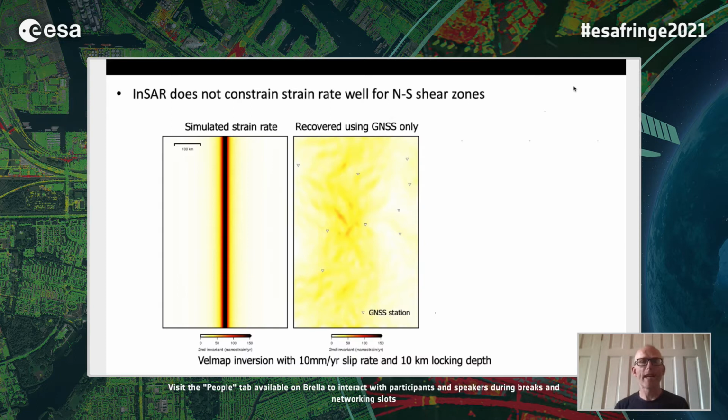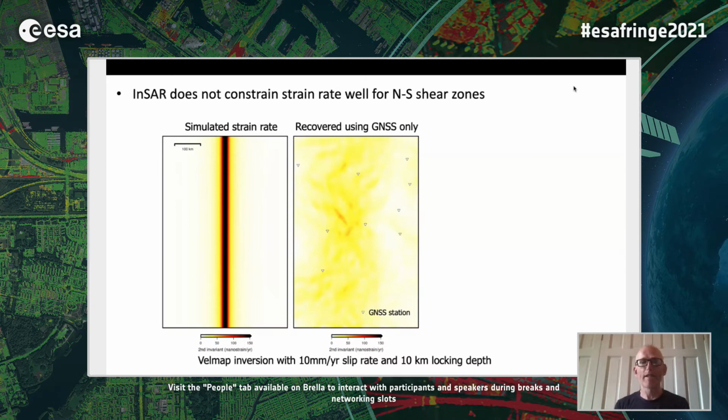But how does it do if we have a north-south shear zone? Well, this is just a simulation, but so on the left we've simulated strain. So this is just a simple buried dislocation model. So we imagine a fault stuck from the surface down to 10 kilometers and then freely slipping beneath that.